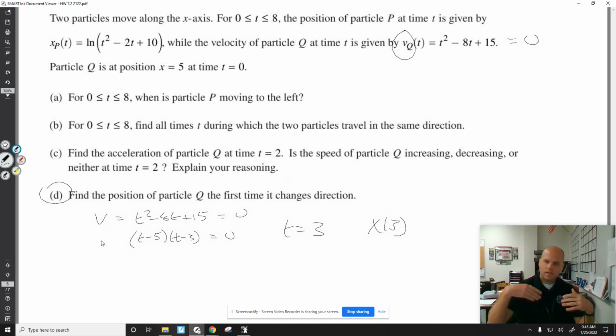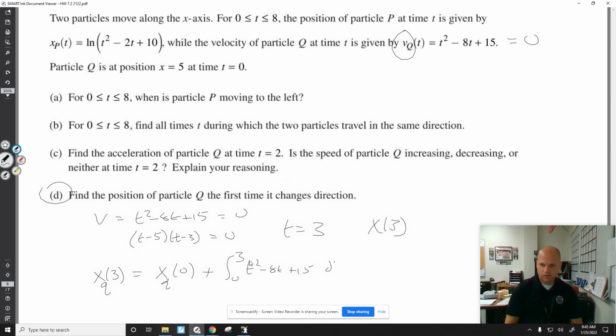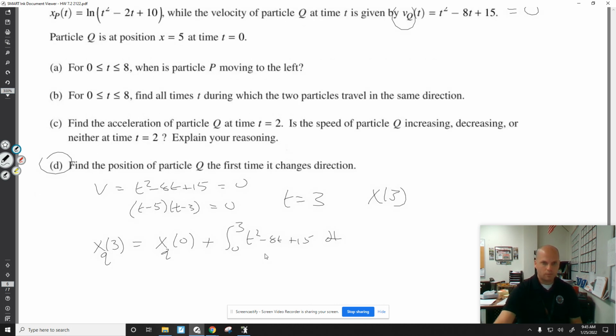The alternate way, instead of taking the antiderivative and finding C, which you can do and which is what I would recommend you do if you don't have a calculator, you could say my position at time 3 for Q will equal my position at time 0 for Q, which is 5, plus my displacement. This is the alternate way. Probably would do the other way, take the antiderivative, find C using 0, 5, and then just plug in 3.